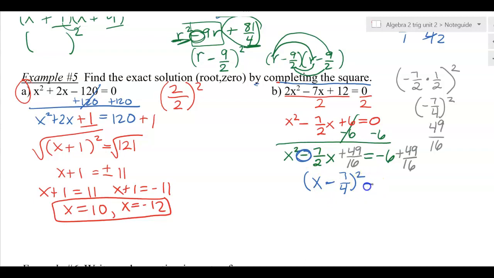Okay. So this is going to actually be the worst part right here, is that I have to actually add negative 6 with 49 over 16. So I'm going to put a 1 in the denominator for 6, and then I'm going to multiply that by 16. And 6 times 16 is 96. So they have a denominator of 16. And negative 96 plus 49 is negative 47. And now what do I do?